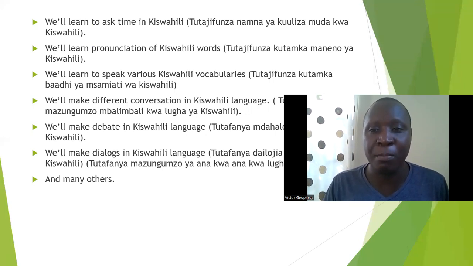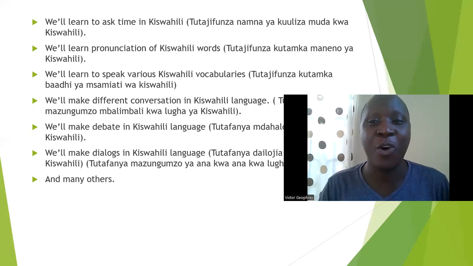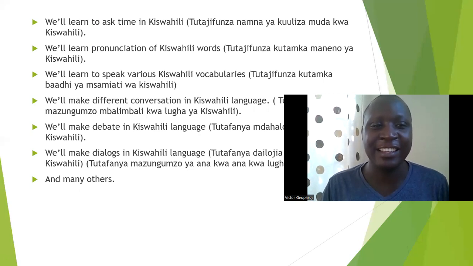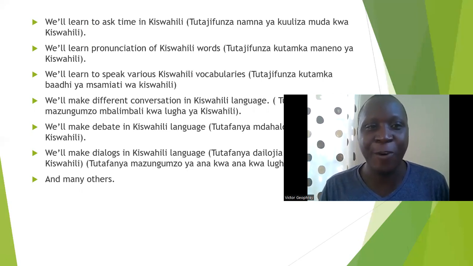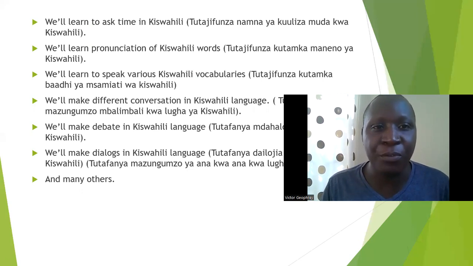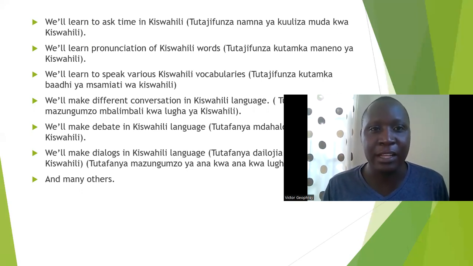Different words like maji, water. Meza, table. Chair, kiti. Phone, simu. So we learn pronunciation of Kiswahili words. That's what we do, and we learn to speak various Kiswahili vocabularies, some of that.